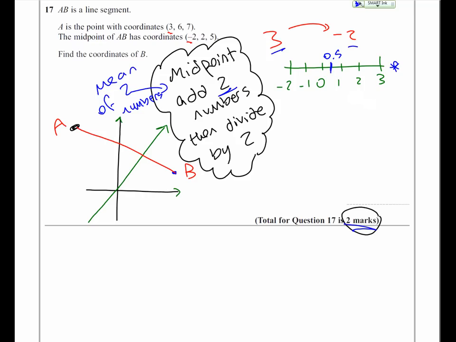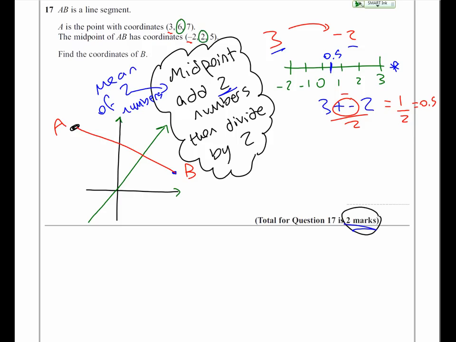The middle of 3 and minus 2: 3 plus minus 2, plus and minus make a minus, which gives you 1. Divide by 2, it's a half, or 0.5 as we said above. Let's do that for the y values.